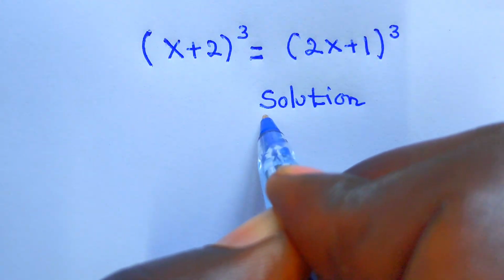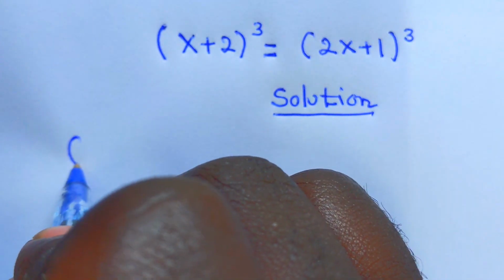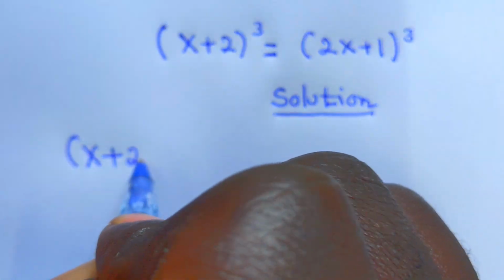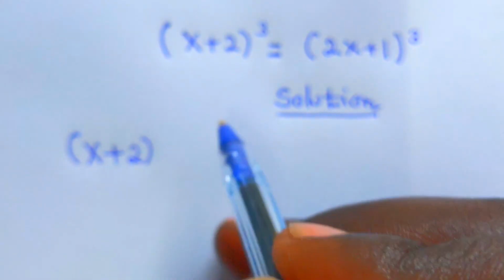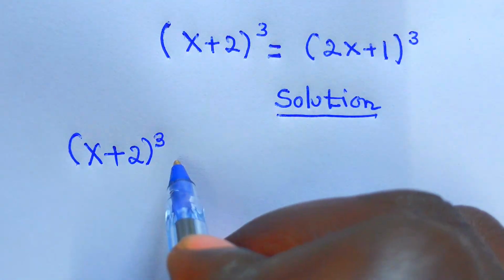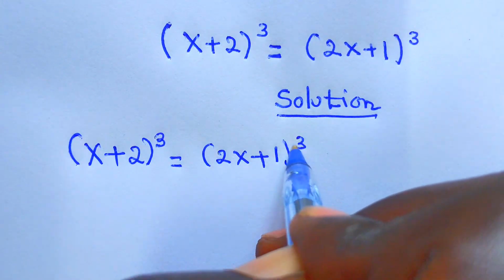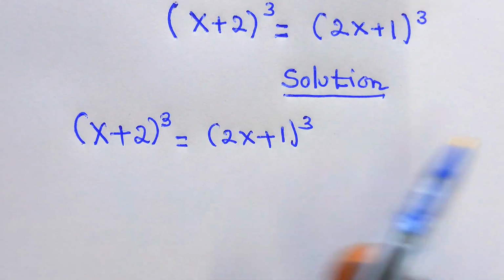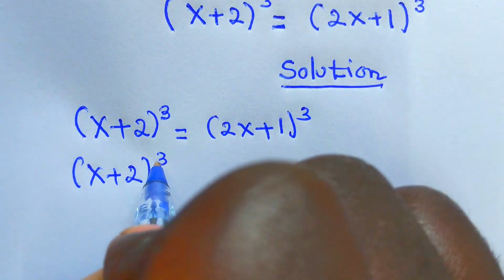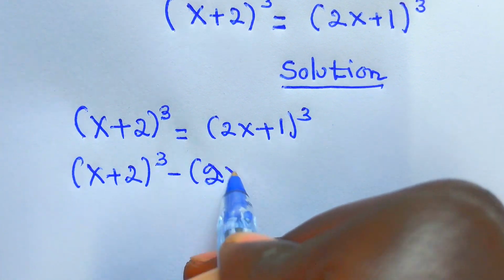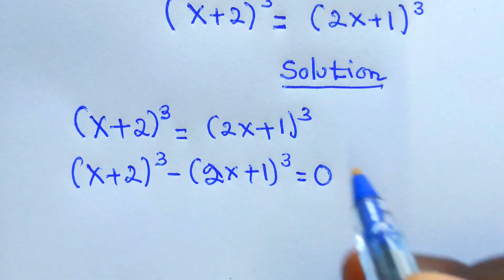As you know, we have to copy what we have: (x + 2)^3 = (2x + 1)^3. Right, so here we have to group like terms, so we shall get (x + 2)^3 - (2x + 1)^3 = 0.